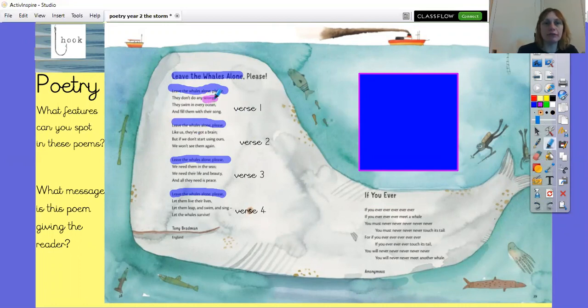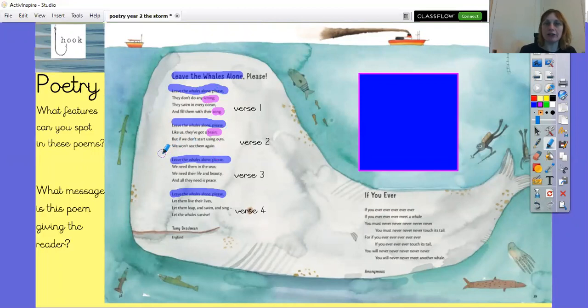They don't do any wrong. They swim in every ocean and fill them with their song. That's the word that rhymes, wrong and song. So the second and fourth lines. Let's see if we've got the same in the next verse. Like us, they've got a brain, there's the word we're hoping we're going to find a rhyme for.